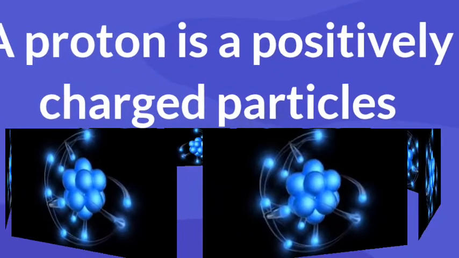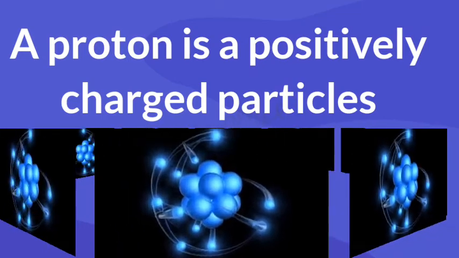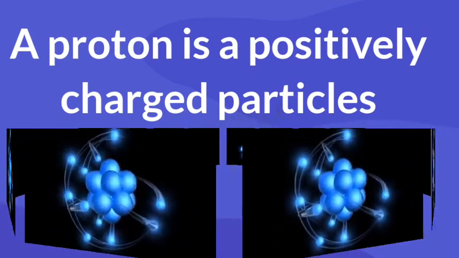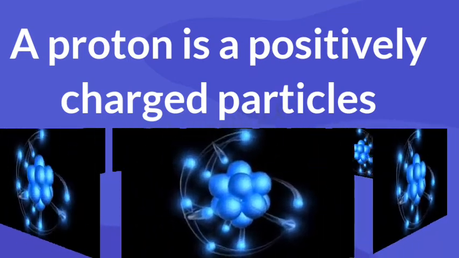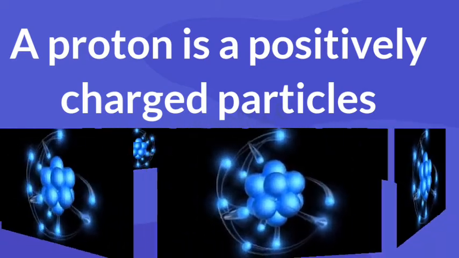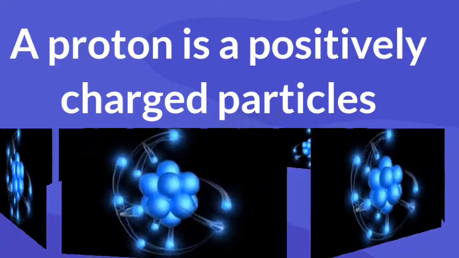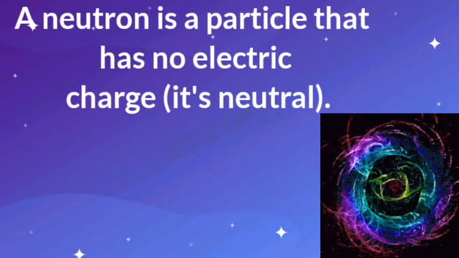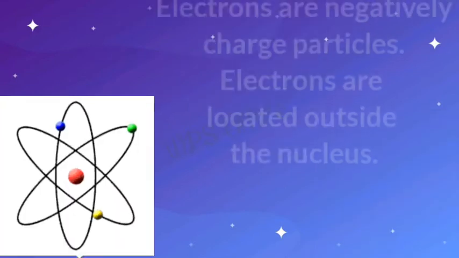Next, you'll be learning about the proton. A proton is a positively charged particle. Next, a neutron is a particle that has no electric charge. This simply means that a neutron is neither positive nor negative, it is neutral.